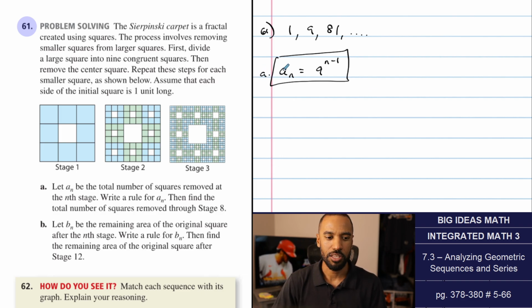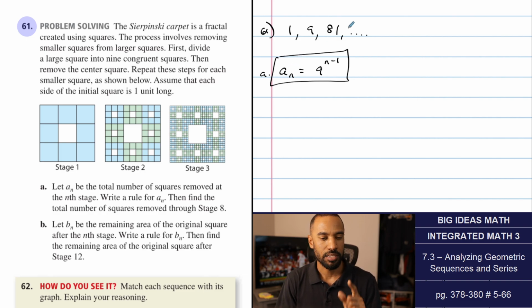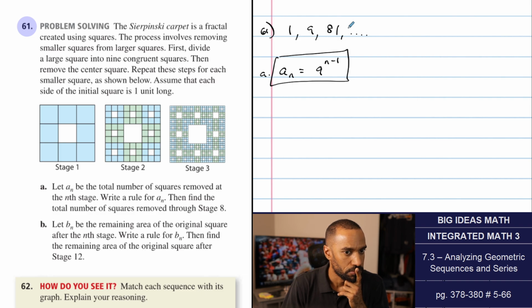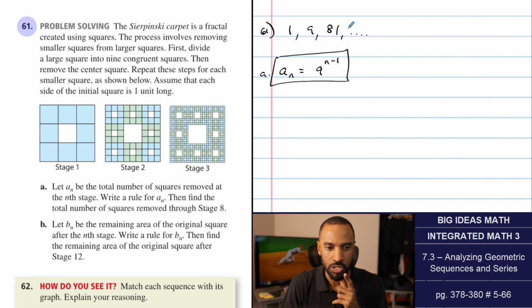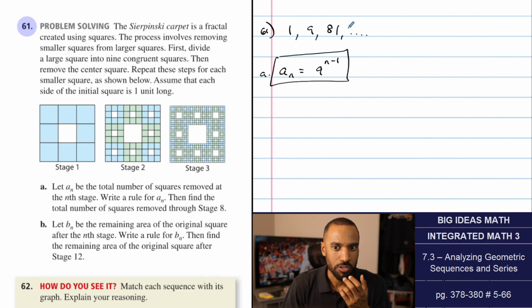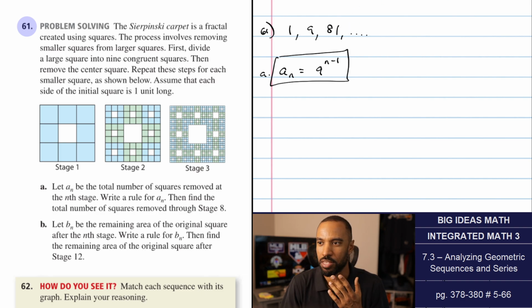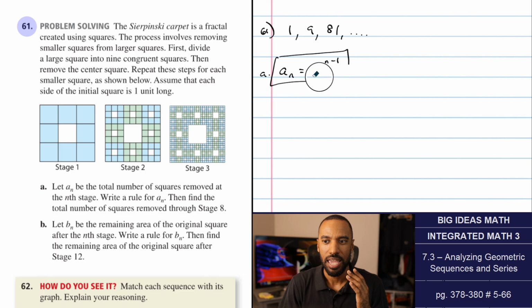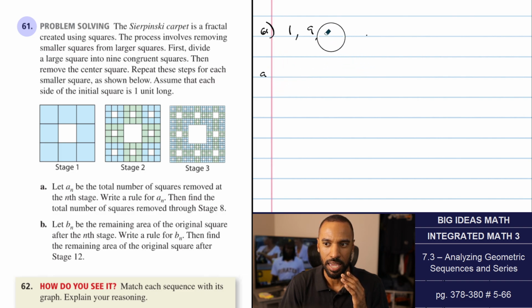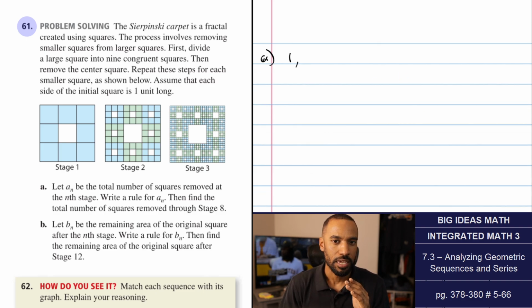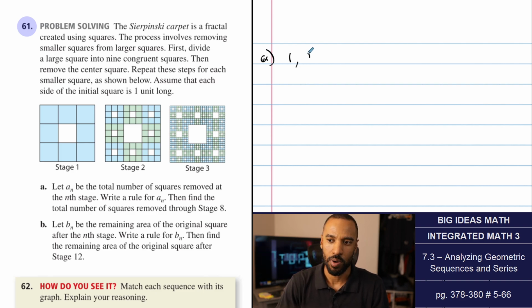It says, then find the total number of squares removed through stage 8. Remember that total number of squares removed at the nth stage. Oh, hold on a second. Is that also this? I need to think about this because that's how many squares are removed in total. So let me do that again. This sequence should not be 1, 9, and 81. That should be the sum. Here, there were 8 squares removed at the stage. So I need to write 8 here.